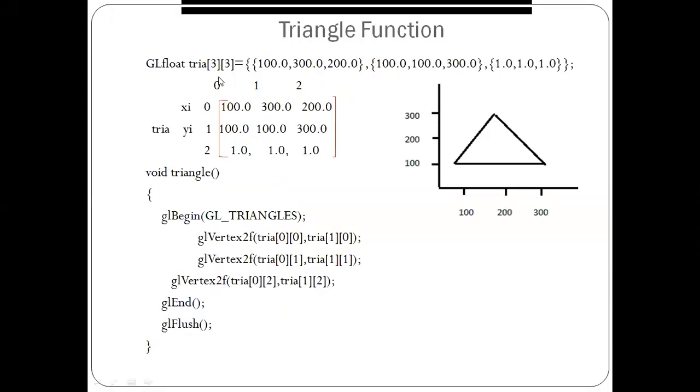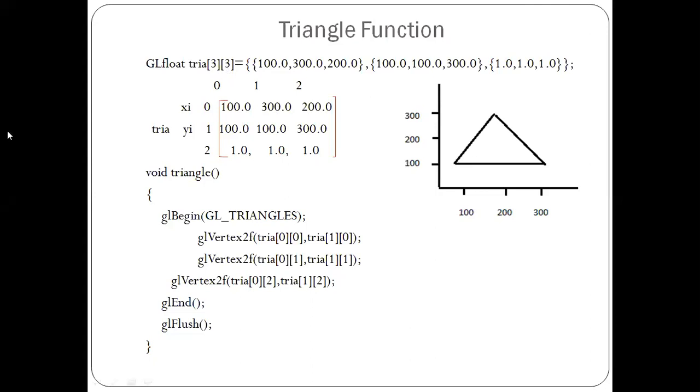Is this slide visible? Yes, sir. Okay, so now the triangle, I have represented that with a matrix, and the name of the matrix is TRIA, 3 cross 3. The number of columns says the number of vertices. How many vertices do I need for the triangle? 3 vertices, that is what this column says. And this row says each vertex is represented by 3 coordinates: x coordinate, y coordinate, and z coordinate.